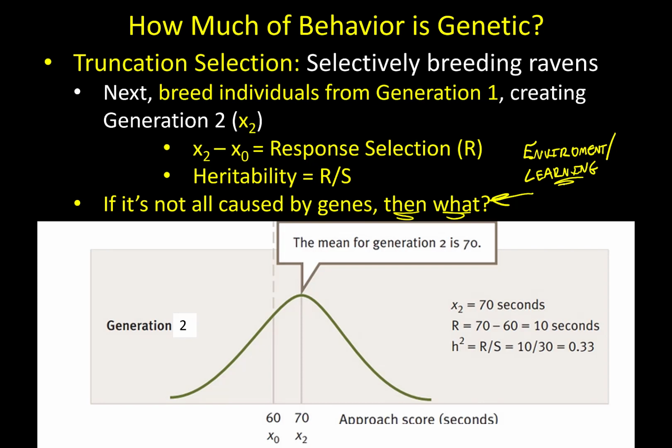But some of every behavior is also heritable. Or not every behavior, some of most behaviors is also heritable. Usually it's only about 0.1 to 0.4, so about 10 to 40% of the behavior is genetically controlled. The rest is influenced by experience, environment, learning, what the organism goes through during their lifetime.